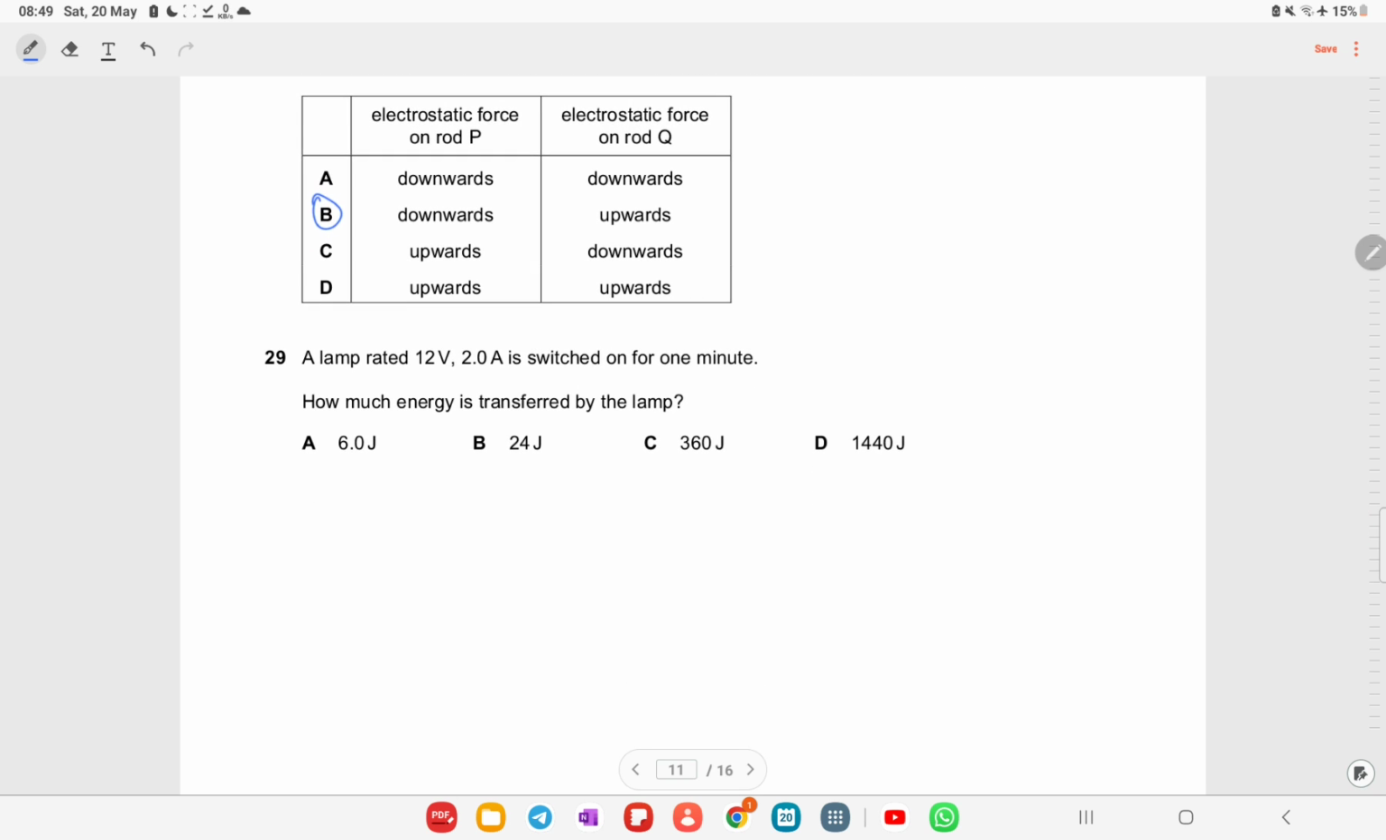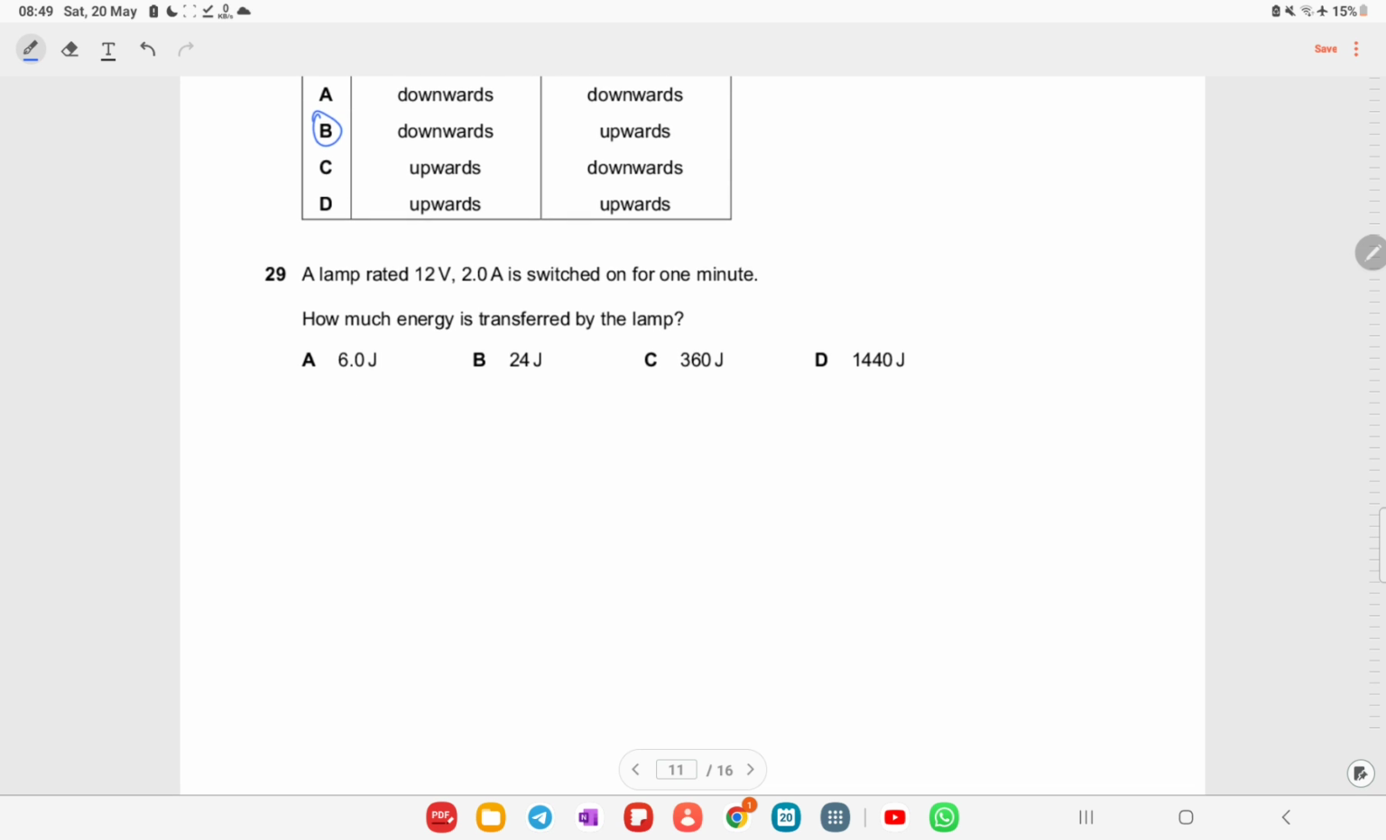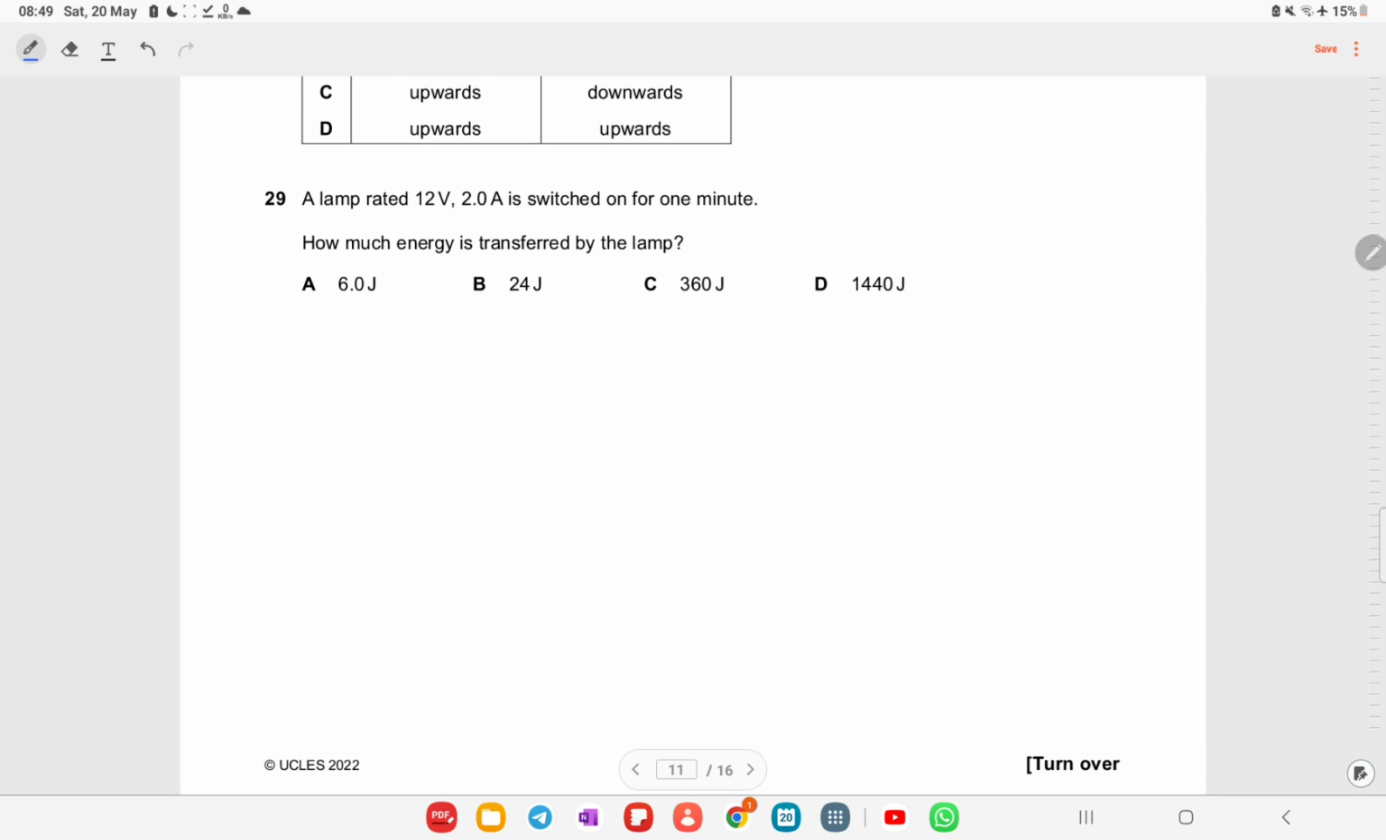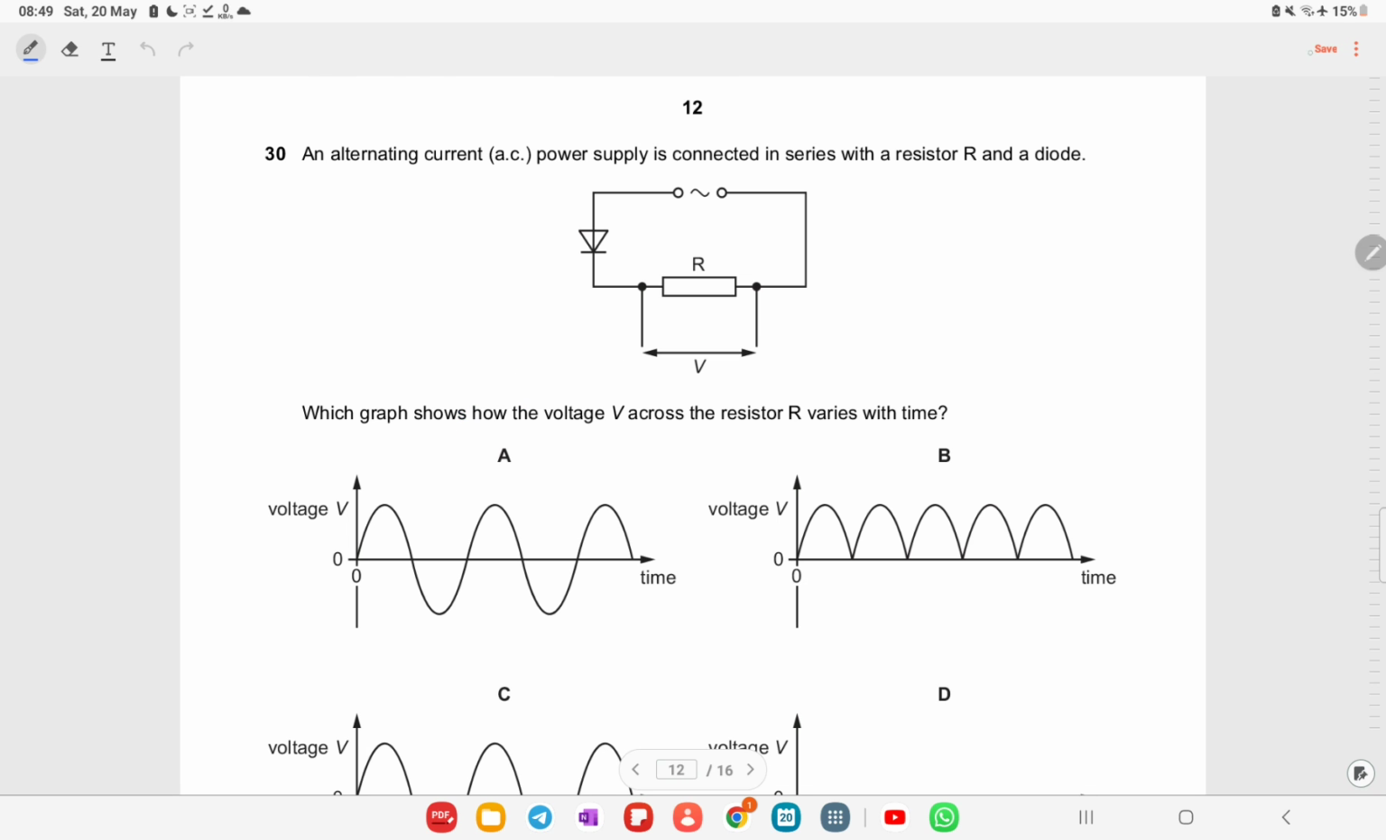A lamp is rated 12 volts, 2 amperes, and is switched on for 1 minute. How much energy has it used or transferred? The formula is E equals VIt. V is your 12, I is your 2 amps, and time is 60 seconds. If you multiply this, you will end up with 1440 joules. So option D is going to be your right answer.